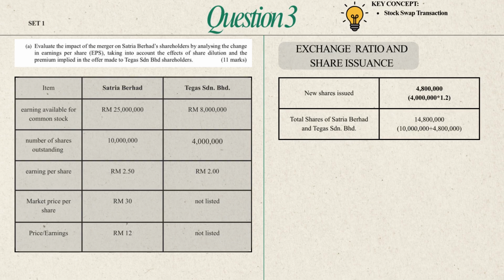Before we calculate EPS, we must determine how many new shares Satria needs to issue. Tegas has 4 million shares. For every Tegas share, Satria will give 1.2 shares. So, 4 million times 1.2, we will get 4.8 million new Satria shares issued. After the merger, Satria's existing shares will be 10 million, plus the new shares issued of 4.8 million. So the total is equal to 14.8 million shares.